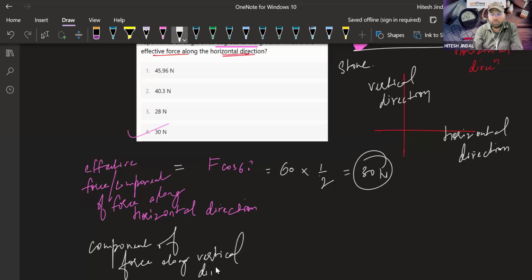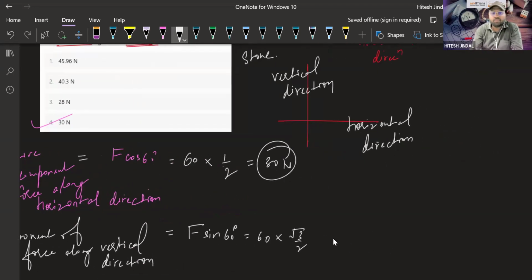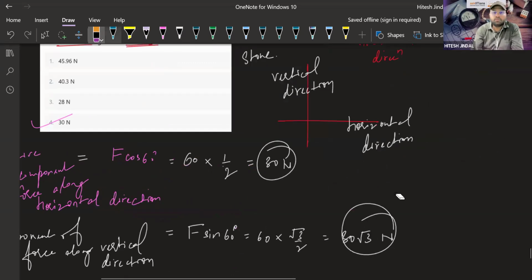So see, देखो अगर हमको ये components if we are able to find out, no, then it would be very easy for us, right? F, that's why I'm repeating this. F sin 60 degree. So it is 60, sin 60 is root 3 by 2. So it is 30 root 3 Newton. Right?